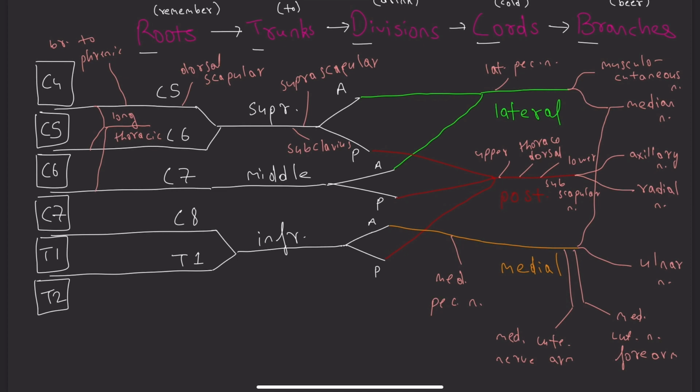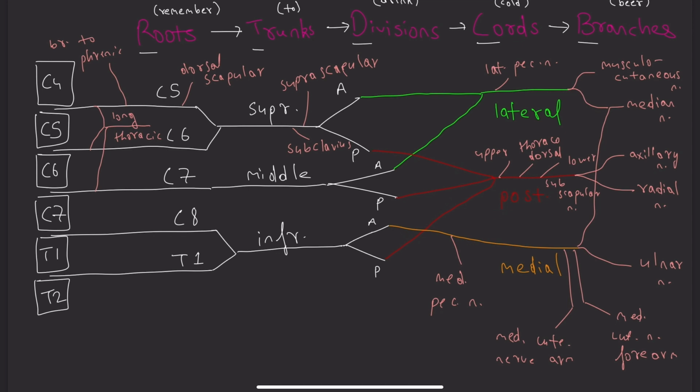The other branch of the lateral cord is the lateral pectoral nerve. From the posterior cord, we also have three other branches. We have the upper subscapular nerve first, followed by the thoracodorsal nerve, or the nerve to the latissimus dorsi, and the third one being the lower subscapular nerve.